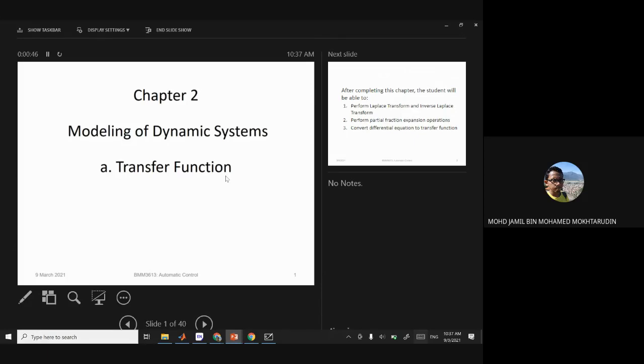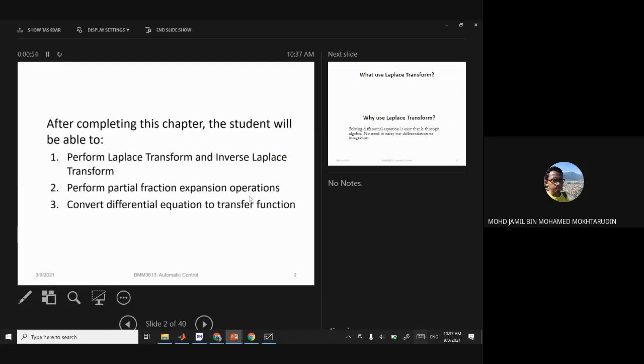Before we go further about modeling the dynamic of system, we need to learn about the basic of transfer function, and also things related, like in this chapter. After you complete this chapter, you will be able to perform Laplace transform and inverse Laplace transform. This, I think, you have learned in ODE, so this is maybe will be your refresher, okay?